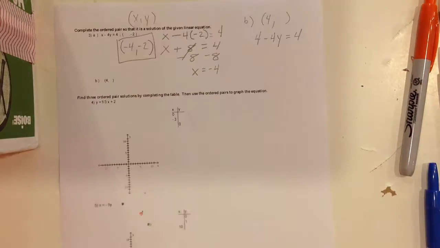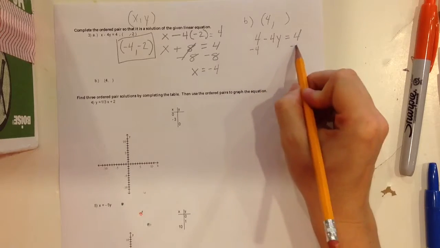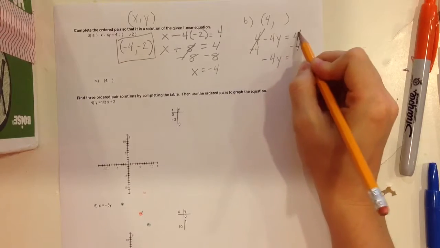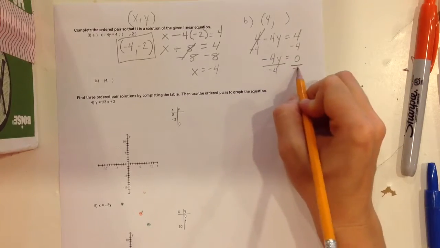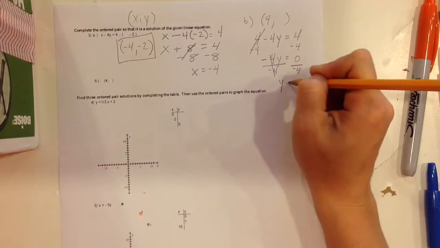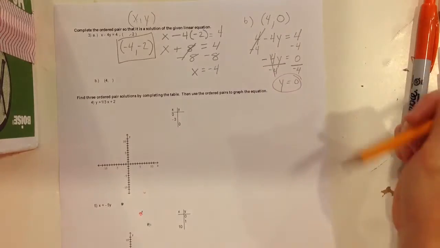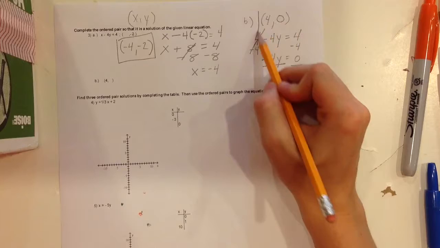Now how do I get the y by itself? Well, I'm going to move everything away from it. So I'm going to subtract my 4 from both sides. So I'm going to have -4y equals 4 minus 4, which is 0. Divide both sides by -4, and y equals 0. So to complete that ordered pair, (4, 0) is the completion of that ordered pair.